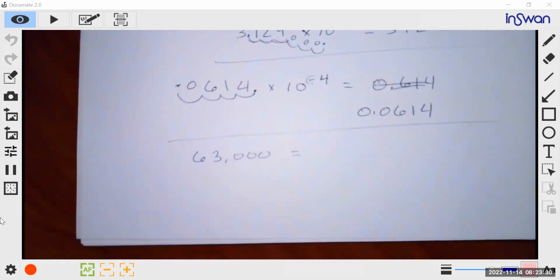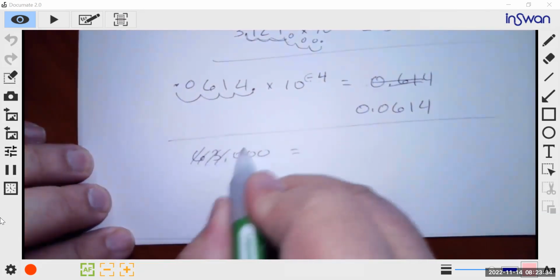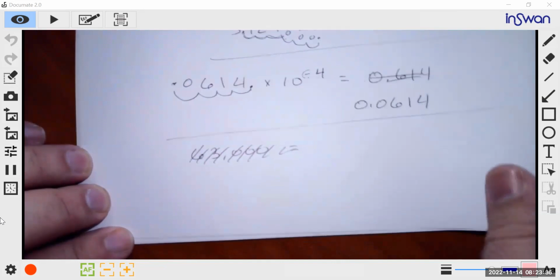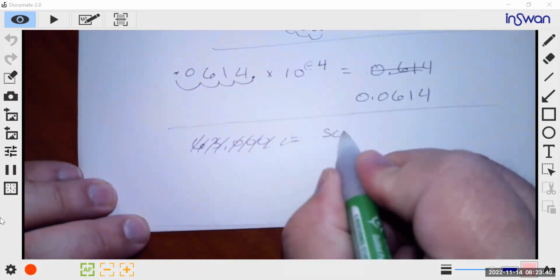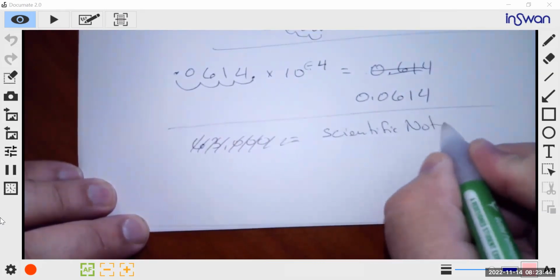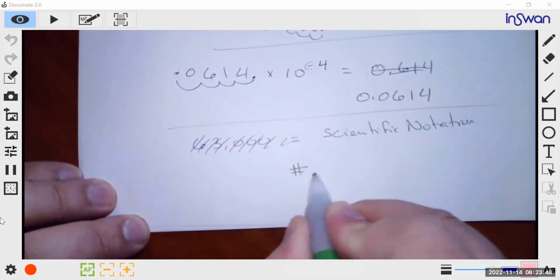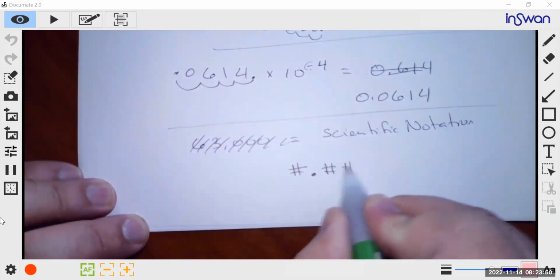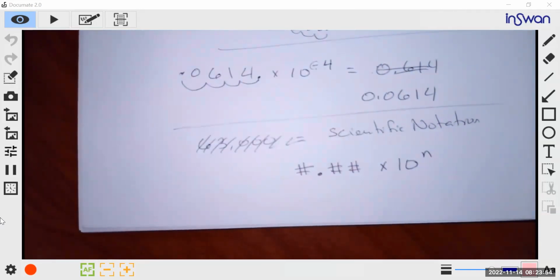Write that in scientific notation. I'll tell you what scientific notation looks like. So we'll do this in a second. Scientific notation has this format.